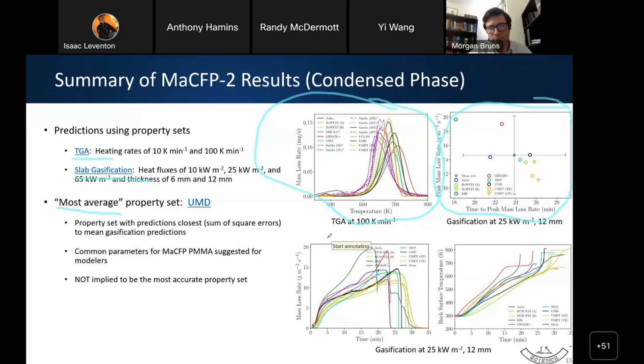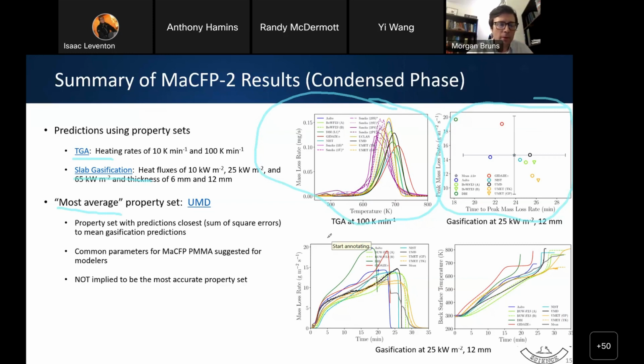And so the gasification data sets were averaged over time, both in terms of their mass loss rate and their back surface temperature. And you can see in these slides when you have them, I don't know how well you can see it now, but there's a mean curve in the middle where these are just average of these time series representing, I suppose, the mean predicted by the different labs.